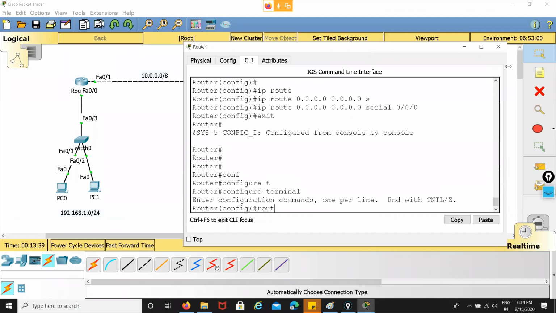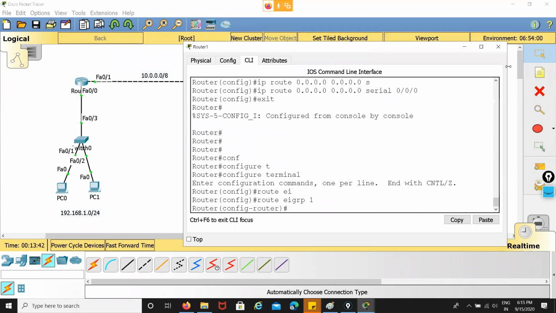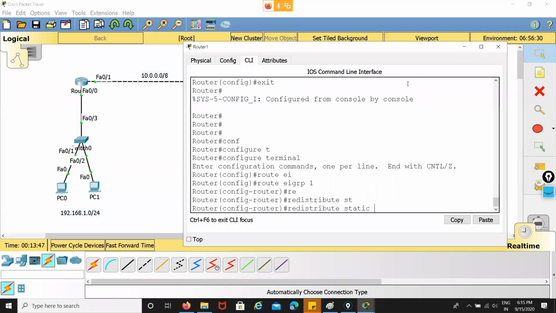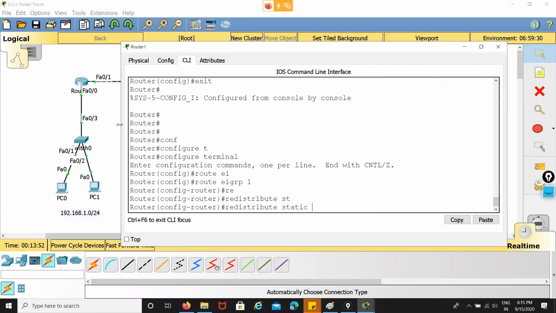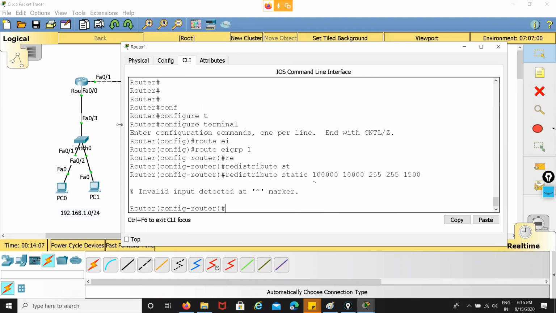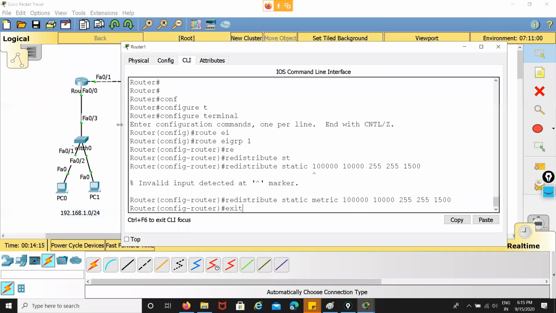Again, enter its protocol mode and write the command redistribute static, and you have to specify some values known as the composite K values. First is the bandwidth in kbps, then the delay in microseconds, then 255 for reliability, 255 for load, whereas the MTU size is 1500. One minute, I simply forgot a command named metric. Now type the command exit.